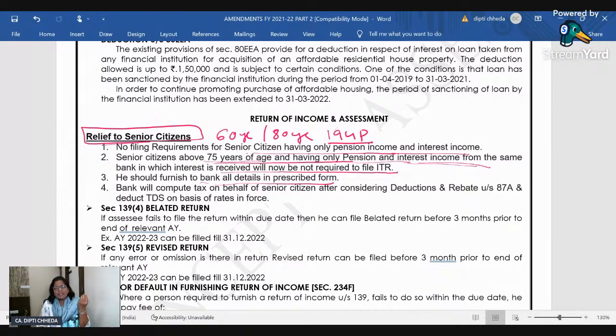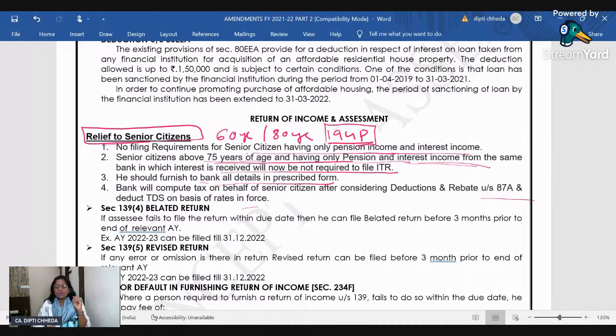Bank will also give him rebate. Yes, rebate under section 87A is allowed for a resident individual. So bank will give the rebate under section 87A, and then bank will compute the tax and deduct the TDS according to the slab rates for that person under section 194P. Is this clear to all of you?